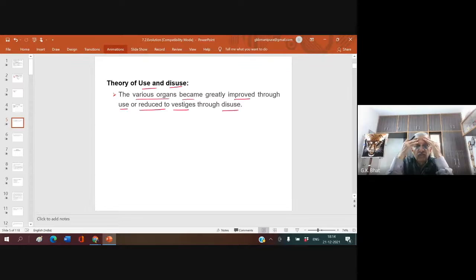It gets reduced. If the use gets reduced, one day it will become useless. So organs put into use grow better and become stronger and stronger. The organs that are not put into use become weaker, and in due course of time, they may degenerate.